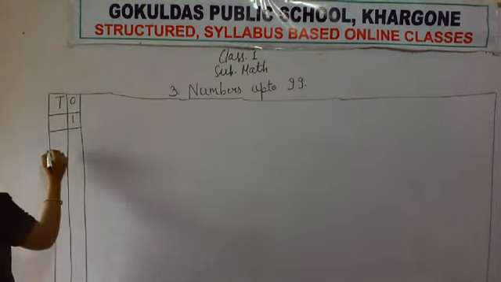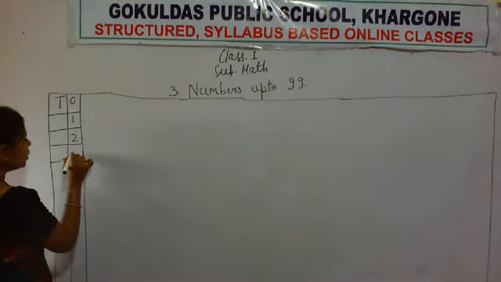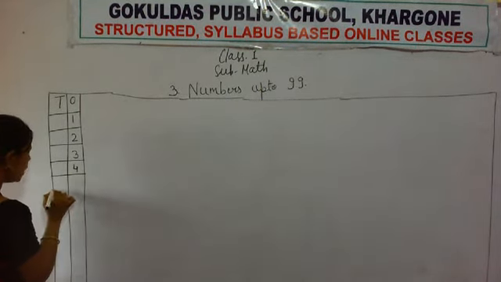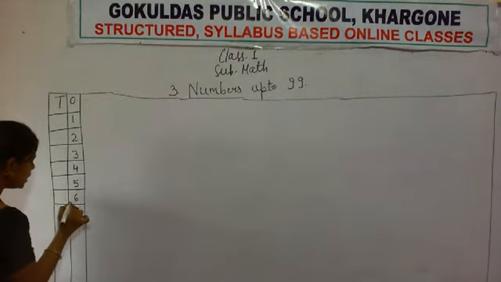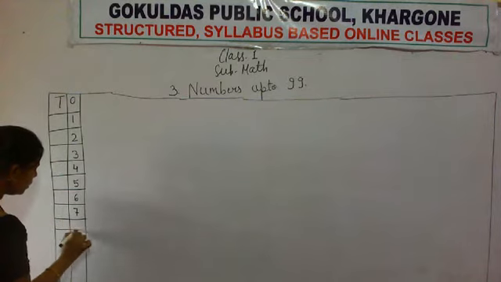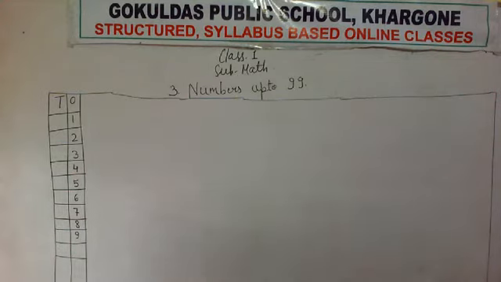Now which number will come? 2. Then 3, then 4, then 5, then 6, 7, 8, 9. Now the last is 10. The last number is 10.